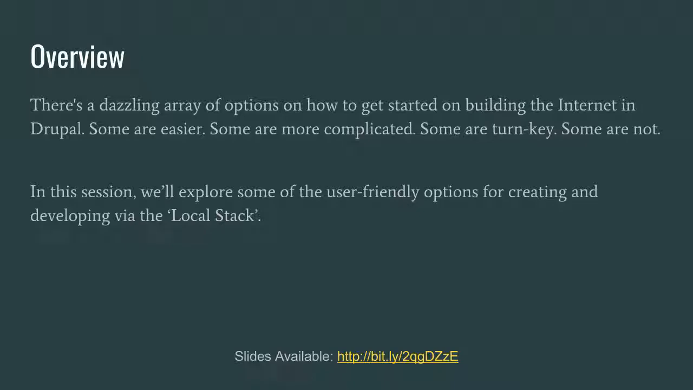Awesome. All right. Overview. Oh, hey, look, I even had a shortened URL. I forgot about that. There's a dazzling array of options on how to get started in building on the internet in Drupal. Some are easier, some are more complicated, some are turnkey, some are not. One of the ones we will talk about today is Calabox, which is turnkey. You literally download it, install it, and it works. Good Lord, that didn't exist when I got into web development. So in this session, we'll explore some of the more user-friendly options for creating and developing on the local stack.